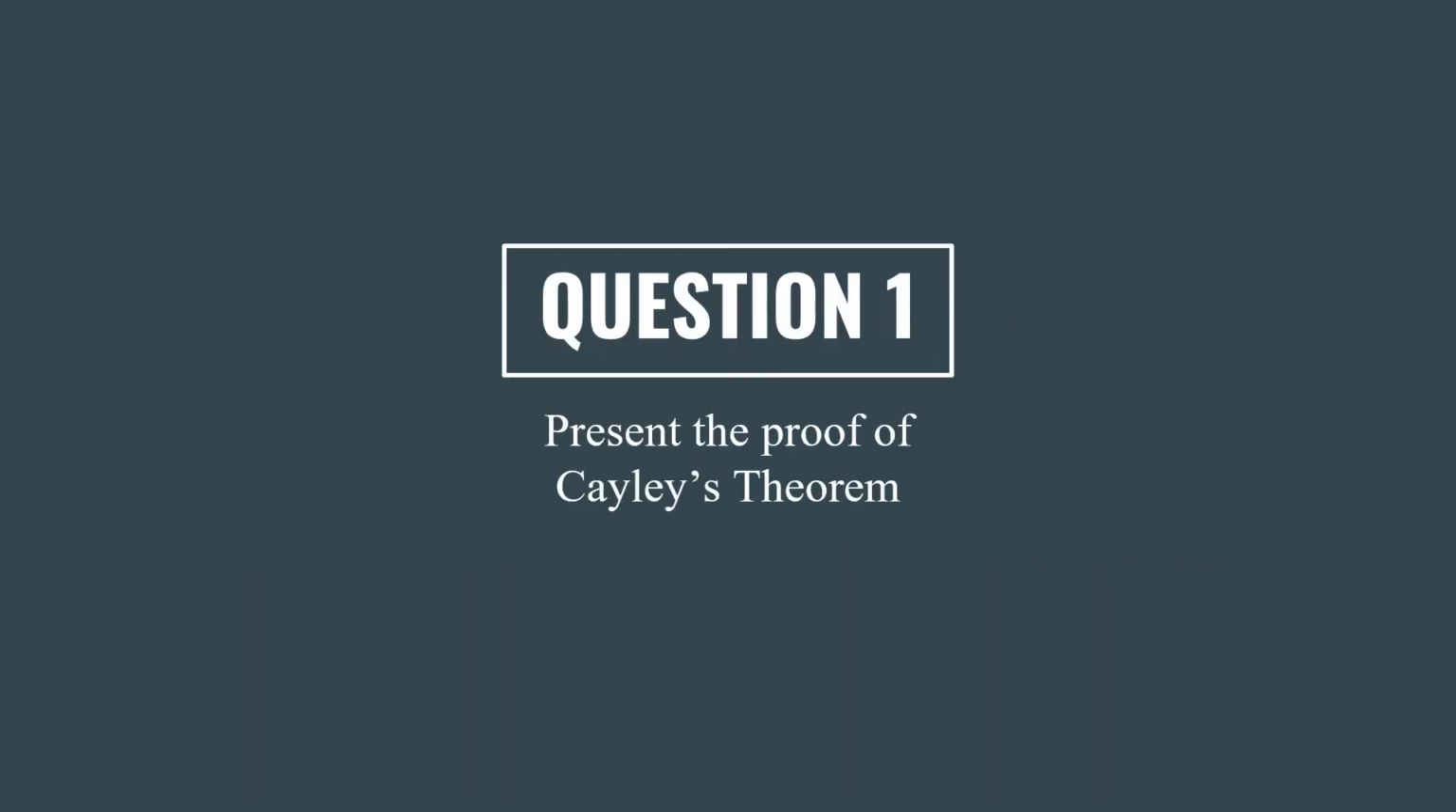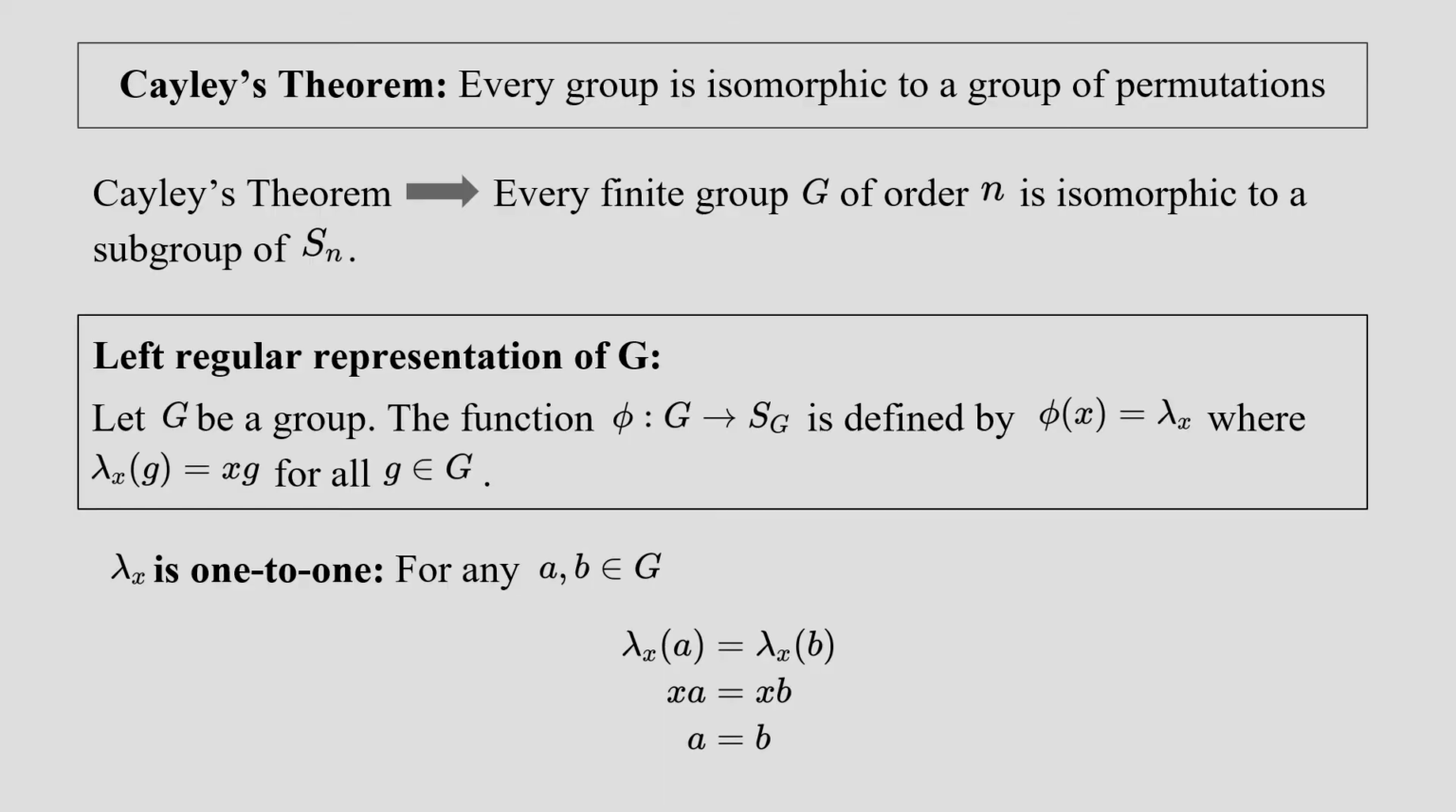Question 1. Present the proof of Cayley's theorem. Cayley's theorem says that every group is isomorphic to a group of permutations. A permutation group is a group of permutations on a set, and a permutation on a set means a bijection of a set to itself. The corollary is every finite group G of order n is isomorphic to a subgroup of the symmetric group Sn.